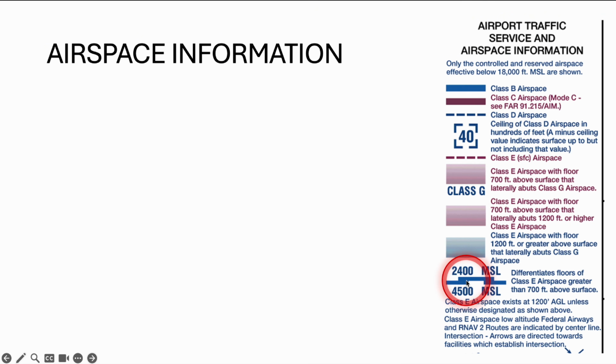The blue zipper line, like this, is going to differentiate floors of class Echo airspace. So you can see on the top side, Echo starts at 2400 MSL. On this side of it, it starts at 4500 feet MSL.